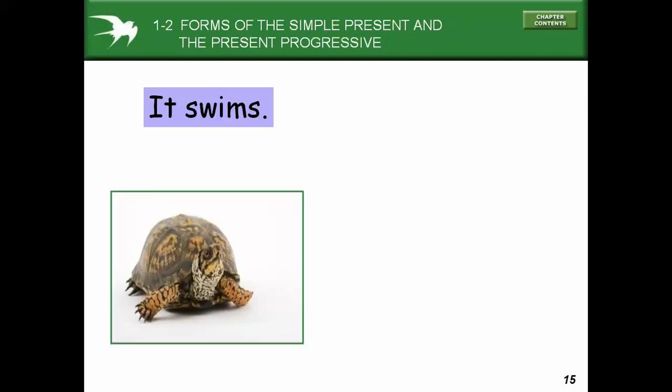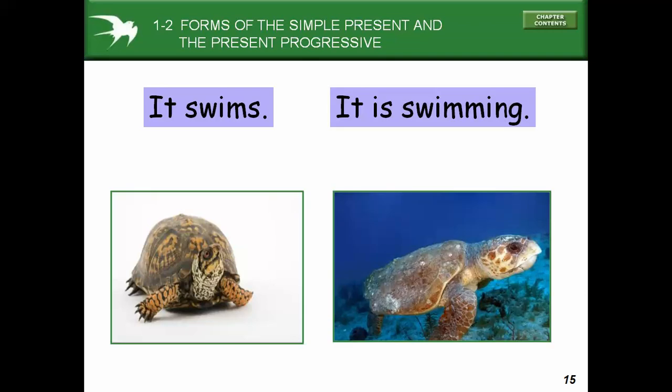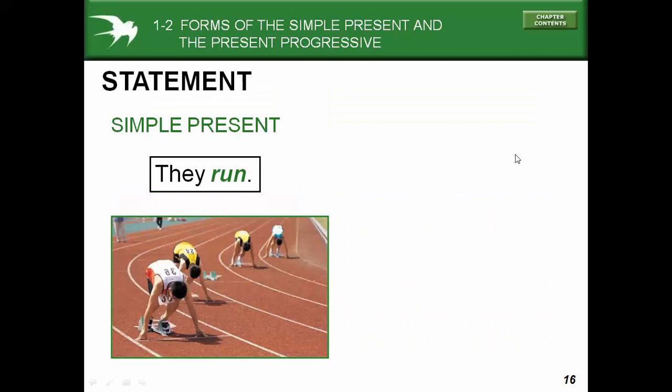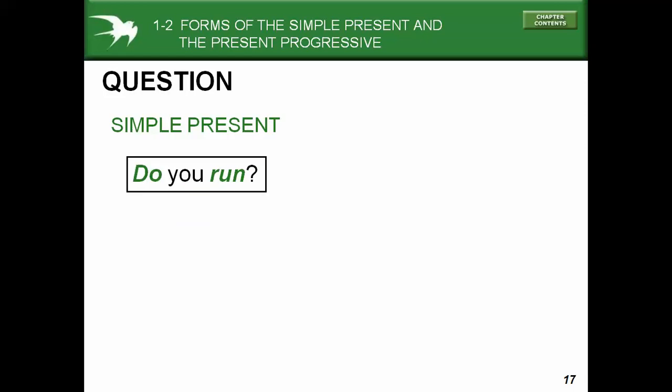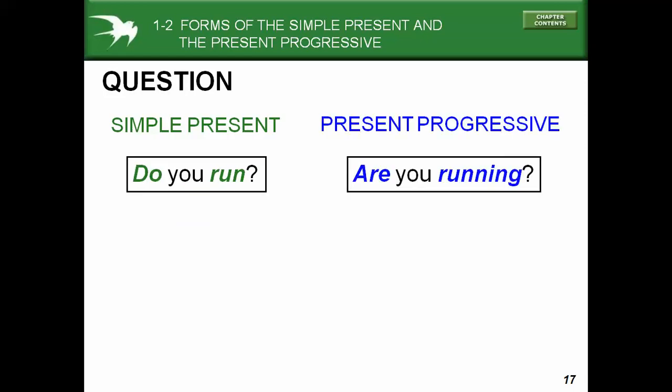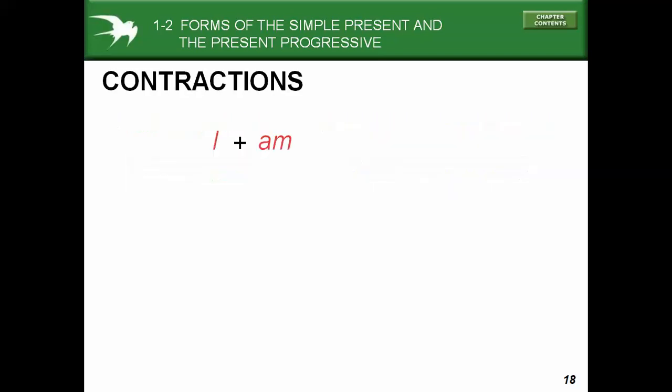It swims. This is a fact. It is swimming now. See the difference? Okay? Simple present: they run. They are running. Simple present question: do you run? In the present progressive, we say, are you running?